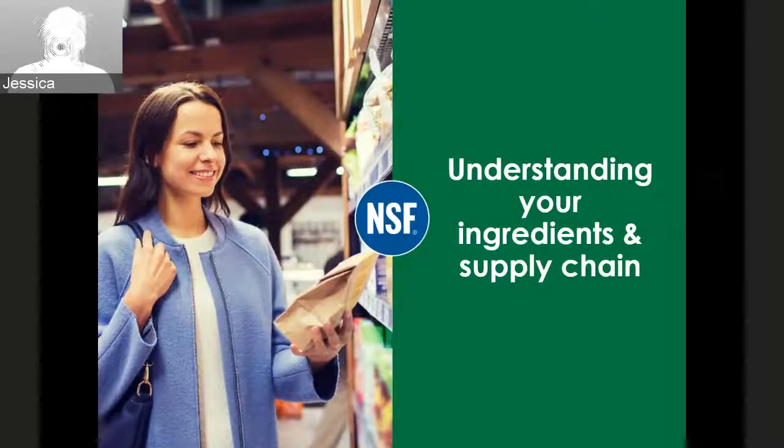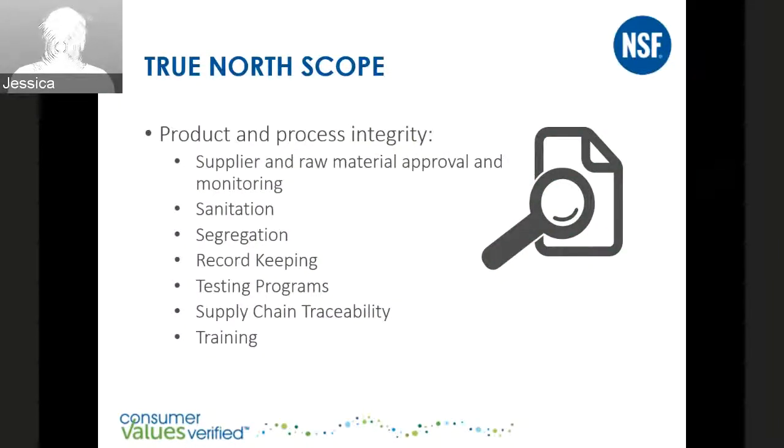So let's start diving into some of the specifics, requirements as it relates to ingredients, as well as the supply chain. And please let me know if I'm going too fast or speaking too fast. So with True North, applicants must demonstrate the effective implementation of procedures which control the integrity of the product, as well as the process by preventing deviations from the True North compliant formulas and procedures.